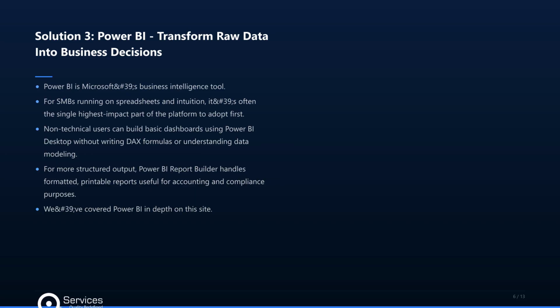Solution 3, Power BI: transform raw data into business decisions. Power BI is Microsoft's business intelligence tool. For SMBs running on spreadsheets and intuition, it's often the single highest impact part of the platform to adopt first. It connects to dozens of data sources, from Excel files to Azure SQL databases to live external APIs, and generates interactive dashboards that refresh automatically on a schedule you define.